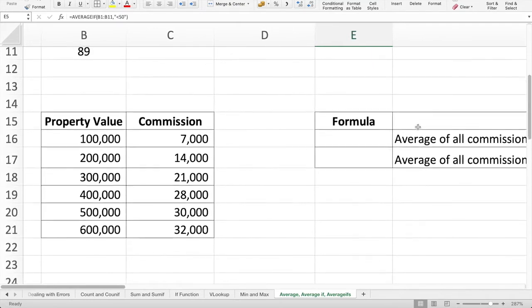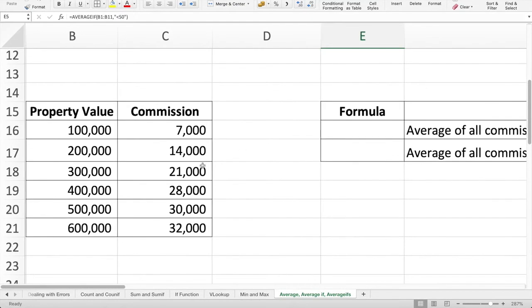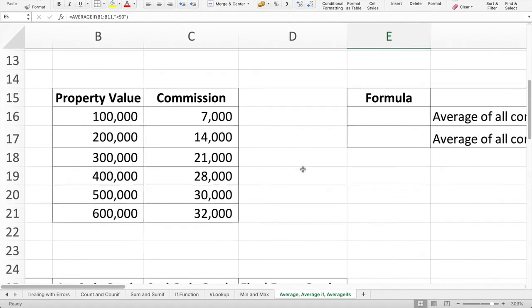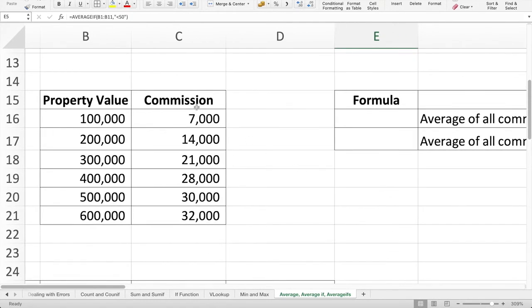I have here a property value. Let's try to zoom in. Okay, property value and the commission. So for example, this is actually used in real estate. For example, we have property value of 100,000, corresponding commission is 7,000.